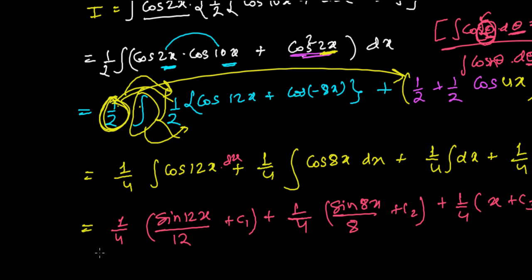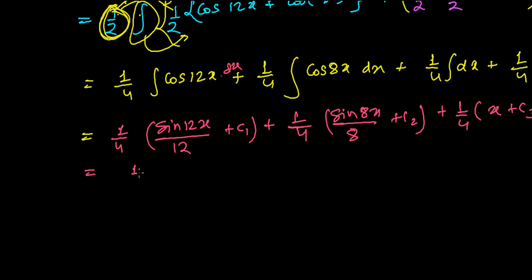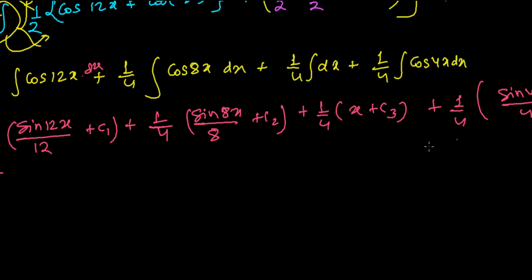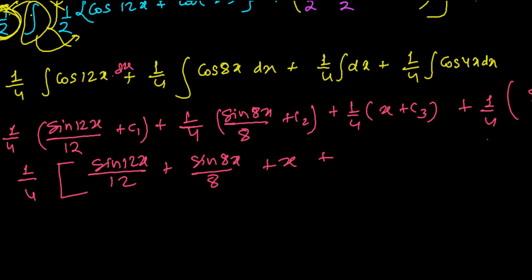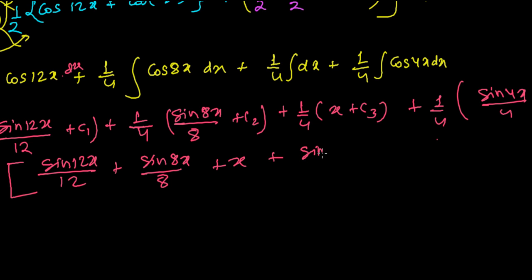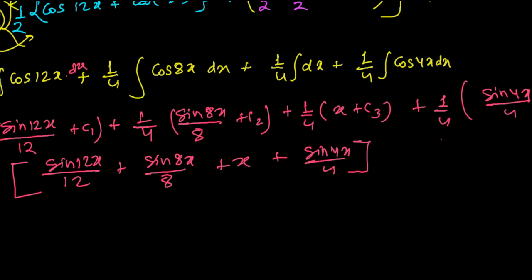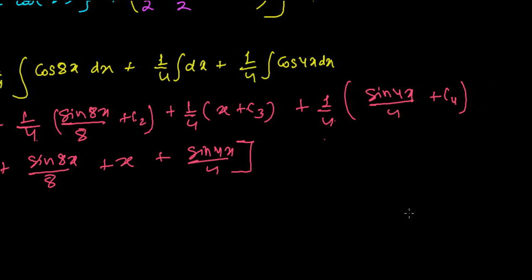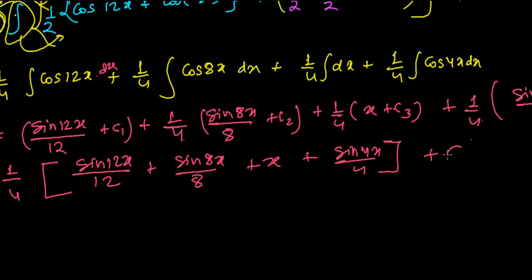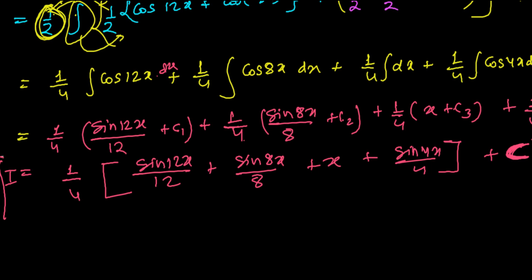Alright, now the answer. See, check it out: here is 1 by 4, here is also 1 by 4, here is also 1 by 4, here is also 1 by 4, so I'm taking 1 by 4 common outside, and it is now sine 12x divided by 12 plus, I'm writing first these terms, sine 8x divided by 8. I'll write the constants later. And this is simply x, plus sine 4x divided by 4. Alright, bracket close, and this 1 by 4 will multiply this constant, this will multiply this constant, and this will multiply another constant. So all those are arbitrary constants, so together I'm writing a common constant for them. Those all represent the constant c, and that's our integral, that's our solution.